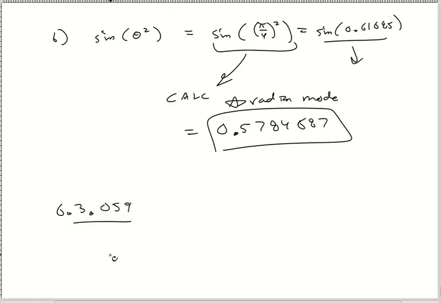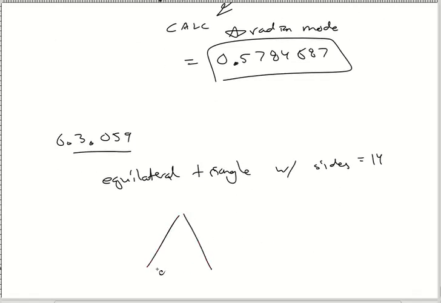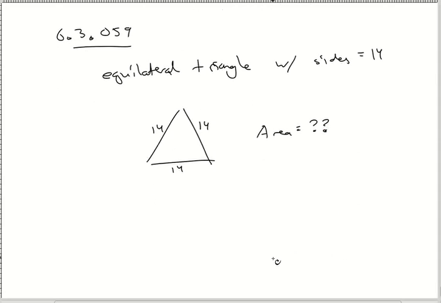63059. We have an equilateral triangle, and that should already generate some formulas with sides equal to 14. So I'm going to try to draw an equilateral triangle here. There you go. So I got 14, 14, 14. They say, what's the area? Well, if you go to DuckDuckGo and you search it, the area of an equilateral triangle is equal to square root 3 over 4 times s squared. S being your side.